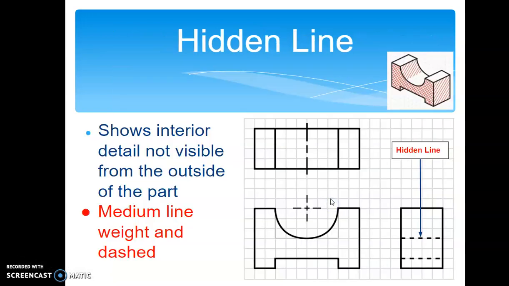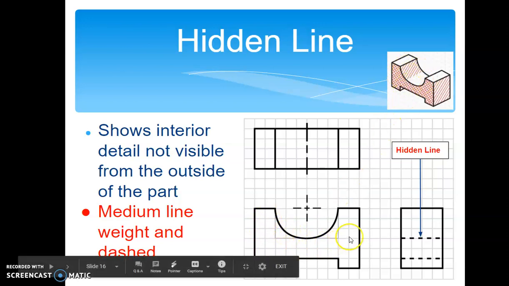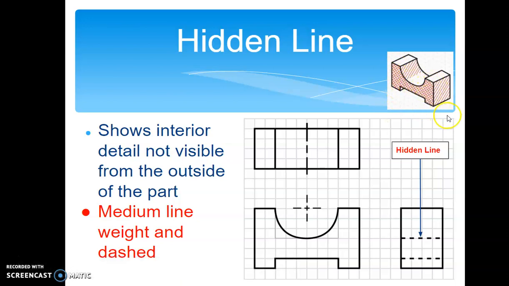So the last one is a hidden line. This is much easier to show you if I had this physical object in front of you, but doing it online, you're just going to have to look at this picture up here. So you see how the front view looks like this, and we have that part right here. If I look at it from only the side, this side right here, I can't actually see this part or this part that's cut out.